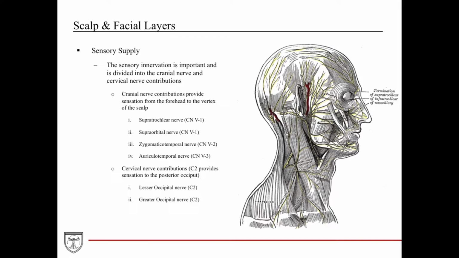Then you have your cervical plexus contributions, things like your lesser occipital nerve and your greater occipital nerve, that provide innervation to a lesser portion of the posterior scalp and then a greater portion of the posterior scalp. And that's how I remembered it, both from C2.